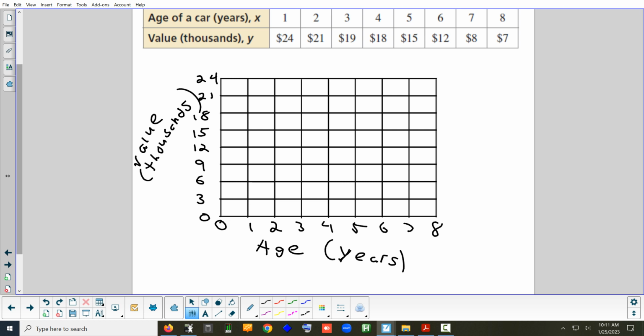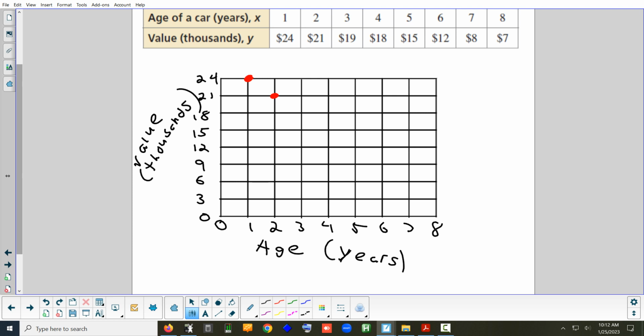All right, and now let's graph the points. And the way you do this on the test, because there will be one like this on the test, you're just going to have to click. You're going to have to click 8 times for all 8 points. All right, so 1, 24 would be right there. That's the first point. 2, 21. There's the second point.